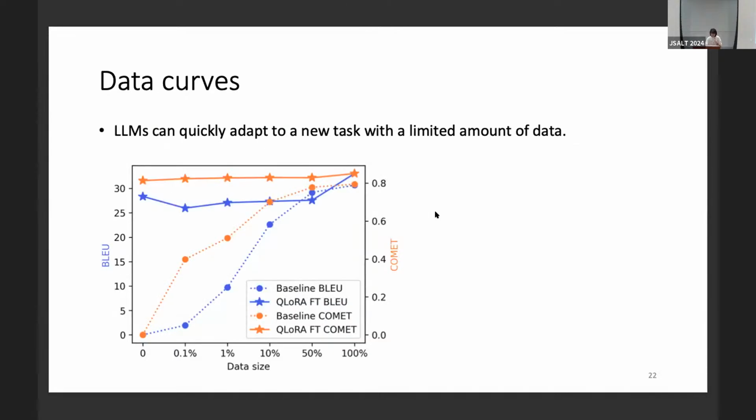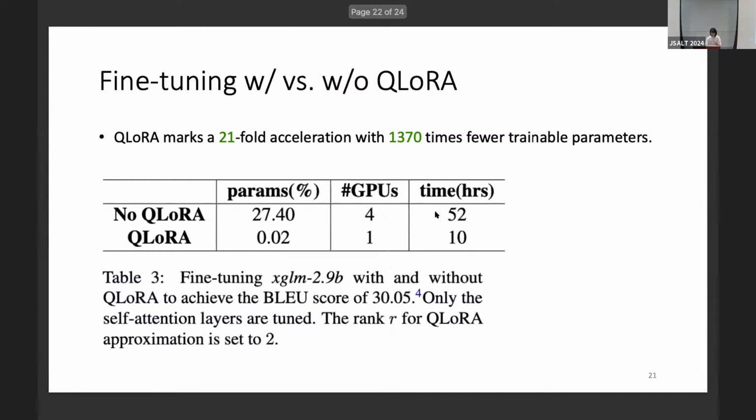Maybe let me see. Okay, this table is just showing how QLoRA can save both time and GPUs to achieve equal performance with a model without QLoRA.